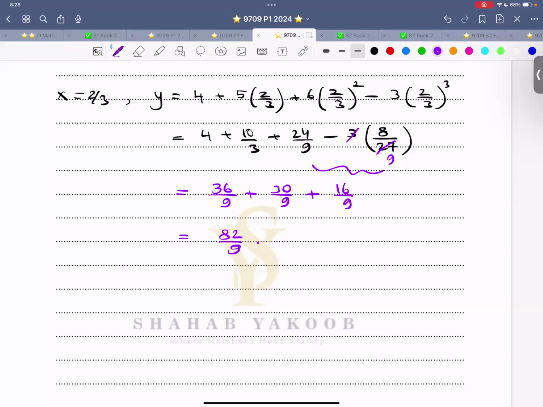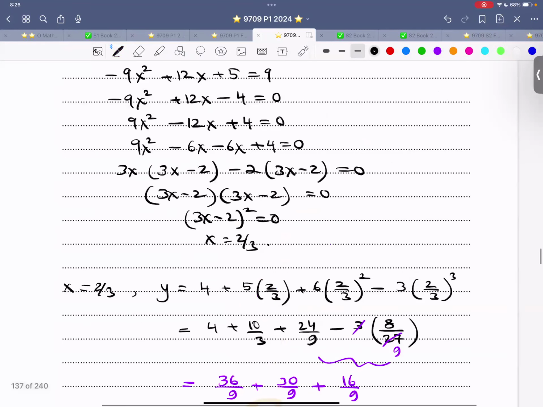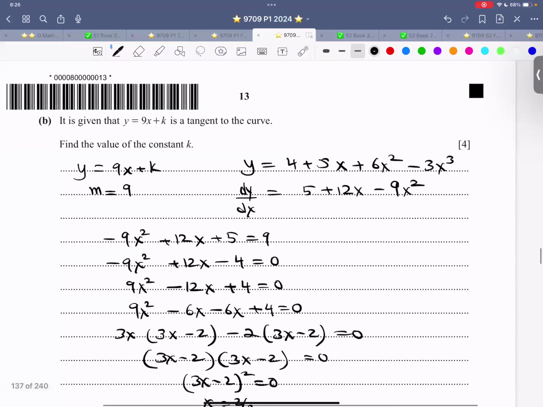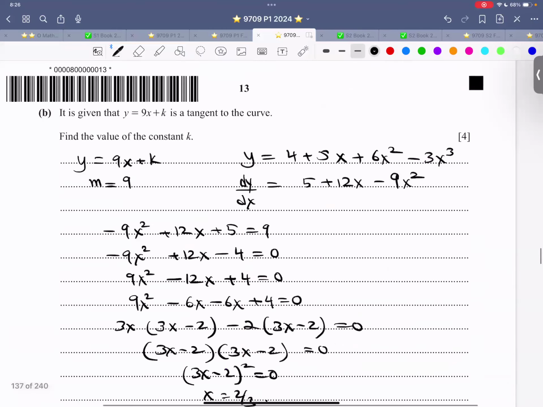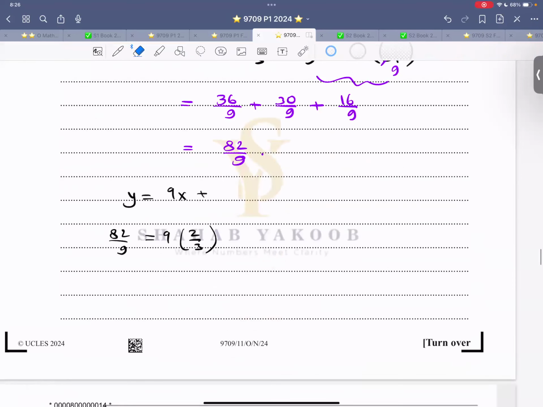Now plug into the original equation. Can anyone just double check my working? Because I'm doing it without the calculator. Y is equal to 9x plus k, my bad. So therefore, there is a k over here.